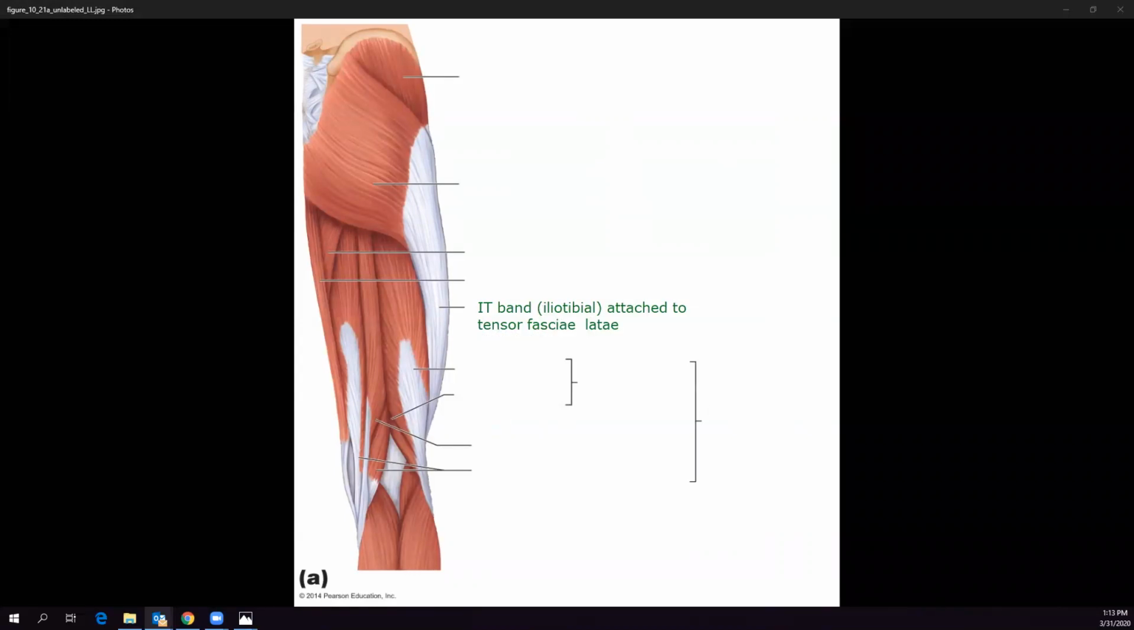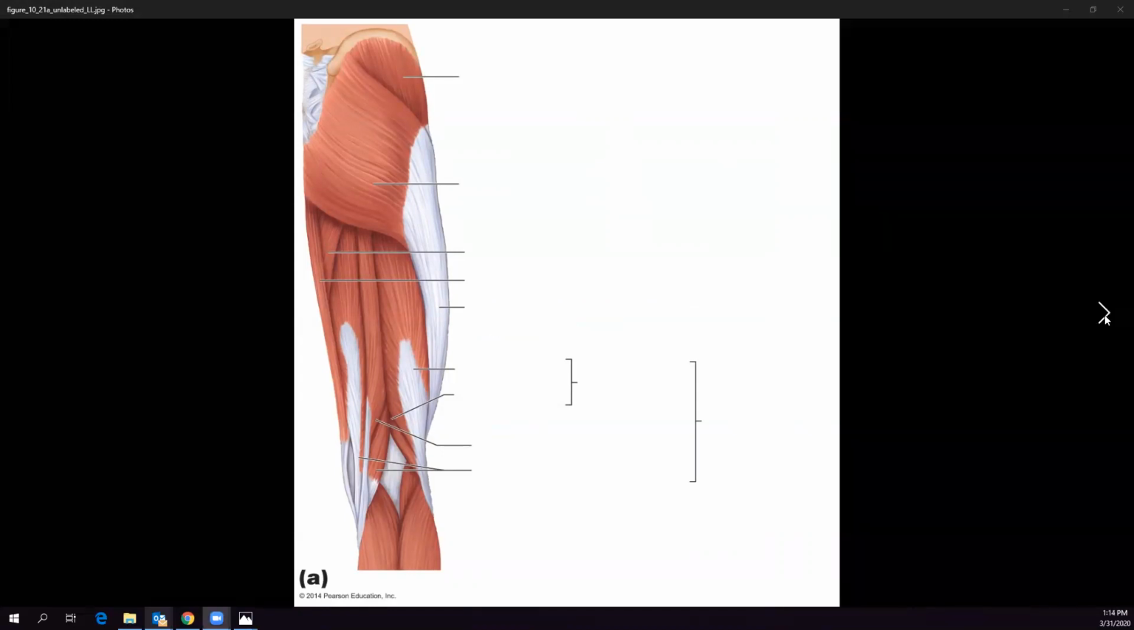Okay, so moving on, we're going to go from the back to the front of your leg.